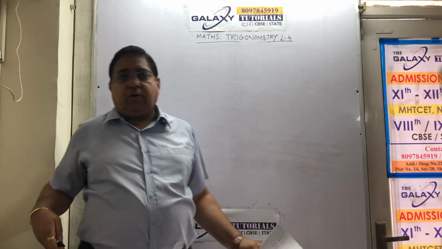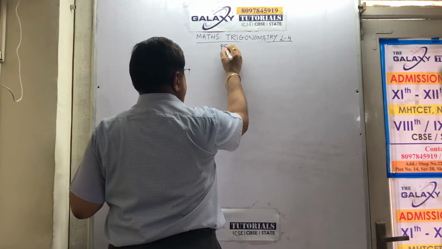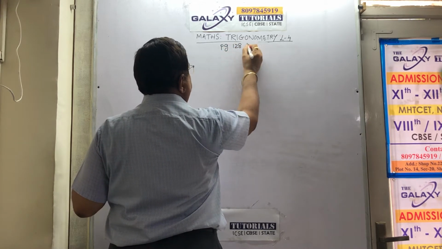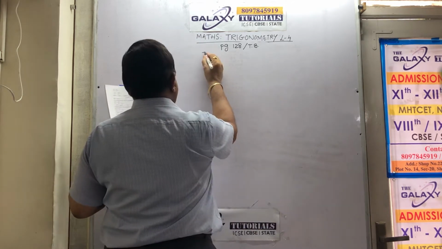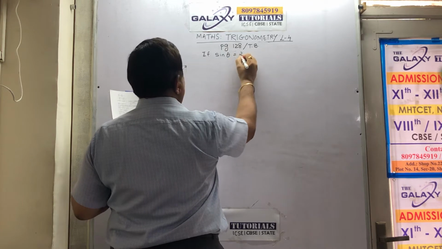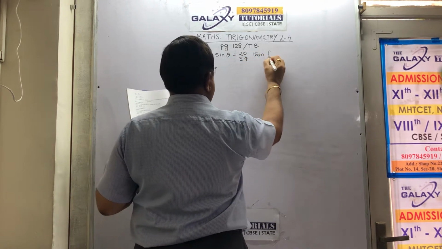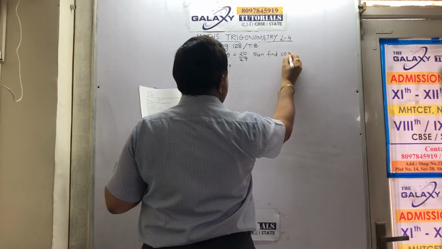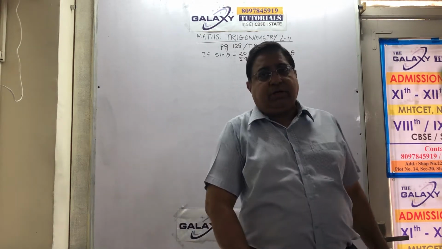Yes friends, we were on solved examples. I am on page number 128 of your textbook. Solved examples. First solved example I am taking. If sine theta is equal to 20 upon 29, then find cos theta. We are given the sine theta value, we have to find the cos theta value.